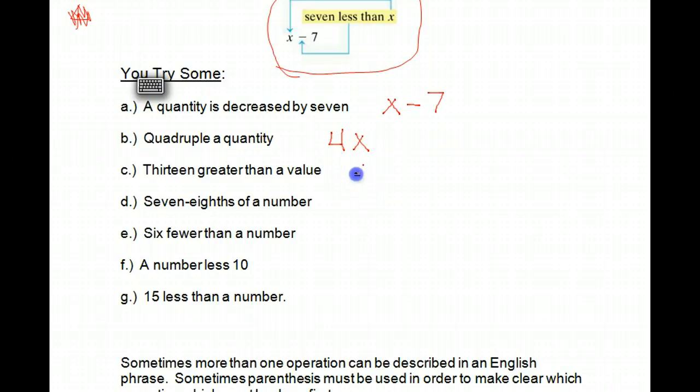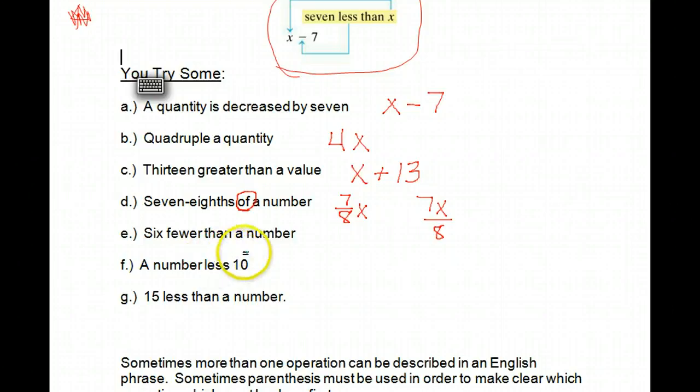Letter C, 13 greater than a value. I don't know what my value is, so I'm going to represent it with a variable. Greater than indicates addition, and I am adding by 13. Letter D, 7/8 of a number. Of always indicates multiplication, so I have 7/8 times x. 7/8 x. You may also have written that as 7x over 8. Some people choose to put the x in the numerator. Either way is acceptable.